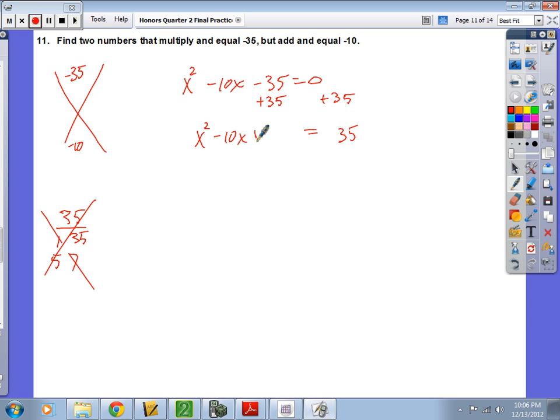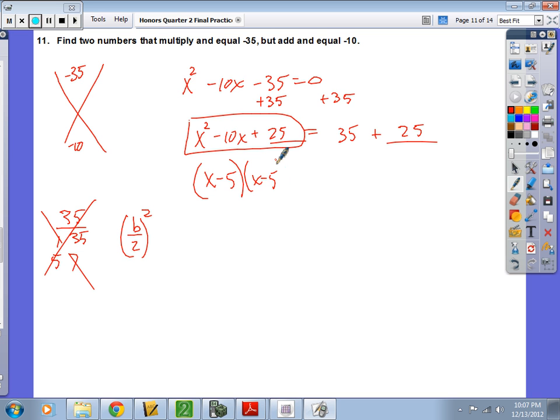And you're going to add your own number of choice. So the number you're going to choose is going to be b divided by 2 squared. So it's going to be a negative 10 divided by 2. It's negative 5 times itself. Negative 5 times negative 5 is going to be 25. 25 is your number. Okay, now you just created a perfect square. This is pretty clever. So you're going to factor this. It's going to be x minus 5 times x minus 5. But let's just write x minus 5 squared.